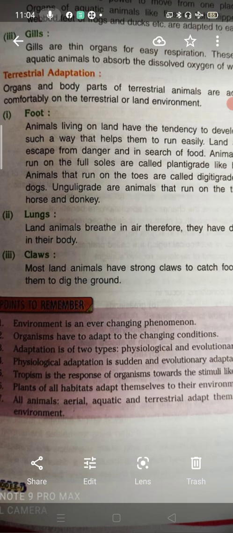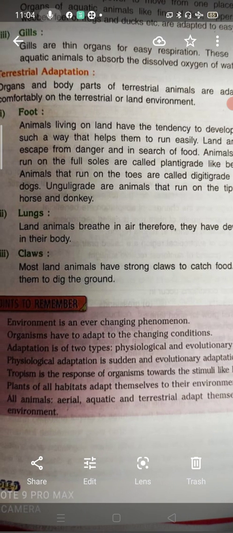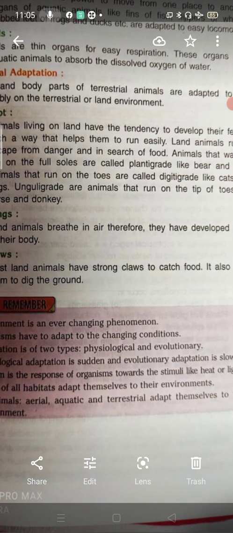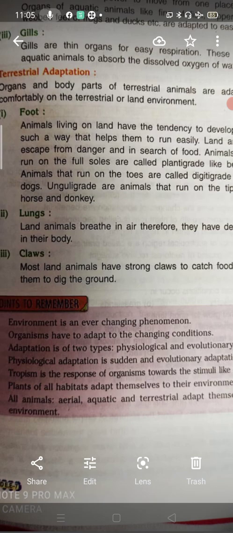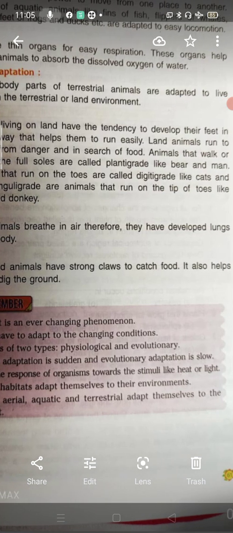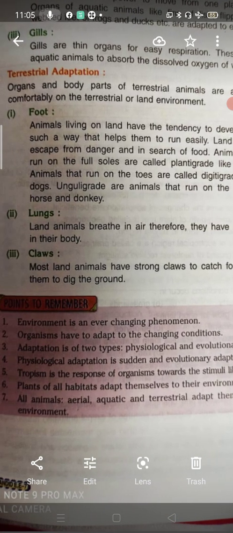Then points to remember. Environment is an ever changing phenomenon. Organisms have to adapt to the changing condition. So first of all, environment keeps on changing. Then organisms have to adapt, they have to adjust to the changing conditions. Adaptations can be of two types, physiological and evolutionary. Physiological adaptation is sudden and evolutionary adaptation is slow.